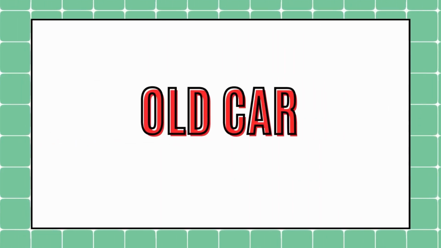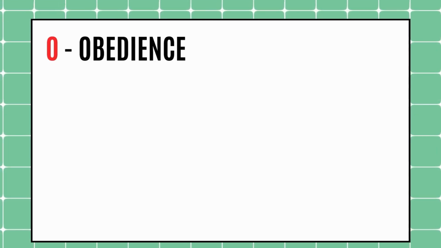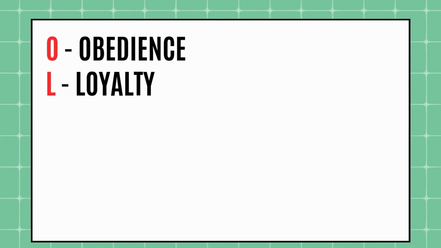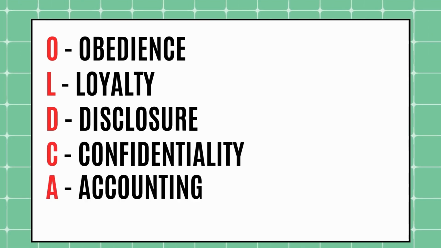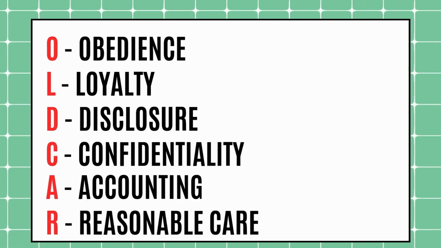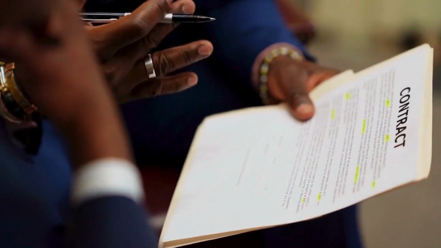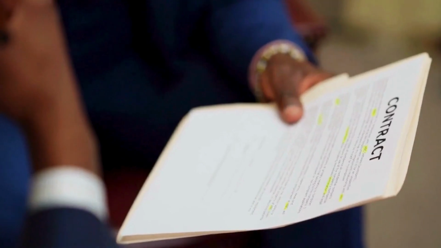Let's repeat them one more time. O, obedience, L, loyalty, D, disclosure, C, confidentiality, A, accounting, and R, reasonable care. Remember, agency is a binding agreement that an agent has with their client. And it starts once an agreement is in place.